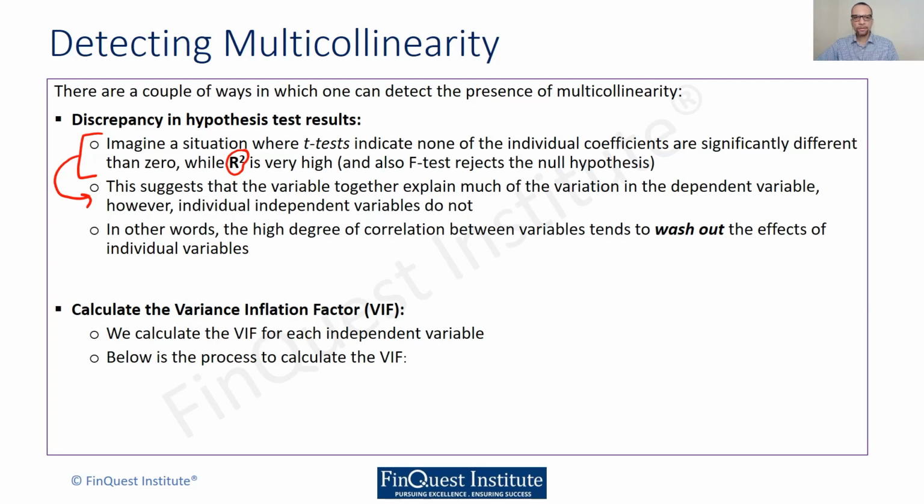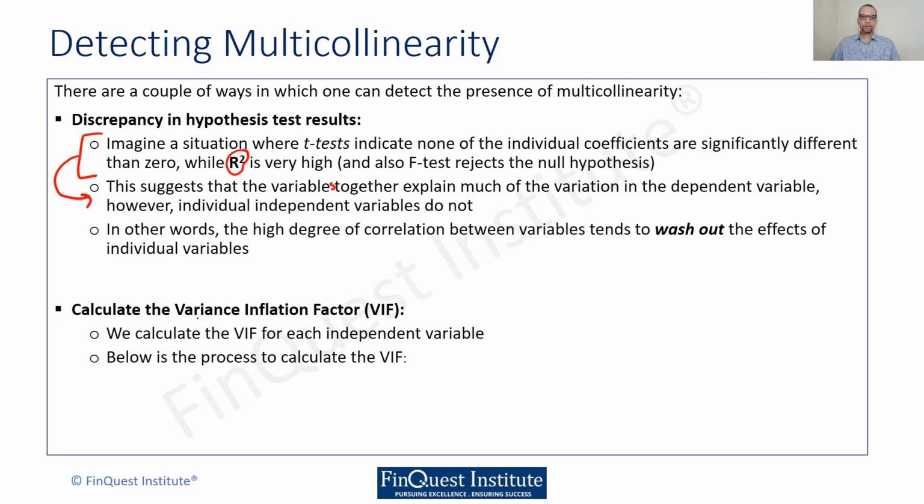So this suggests that whenever we consider the variables together, as a group, they explain the variation in the dependent variable. However, individual independent variables are not able to explain it to that kind of an extent. That happens whenever there is a high amount of correlation between them. Another simplified way to look at this is that whenever there is a high degree of correlation between variables, it will tend to wash out the effects of individual variables on our overall result. So by looking at the results of hypothesis tests, we can figure out if there is multicollinearity which may exist as well.